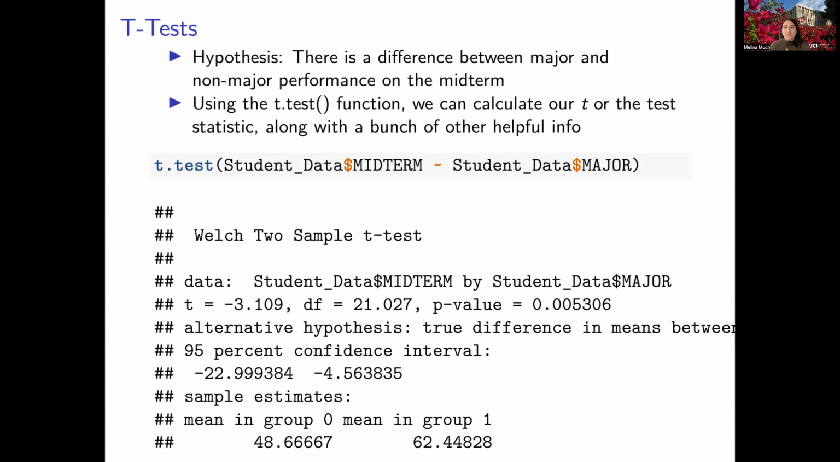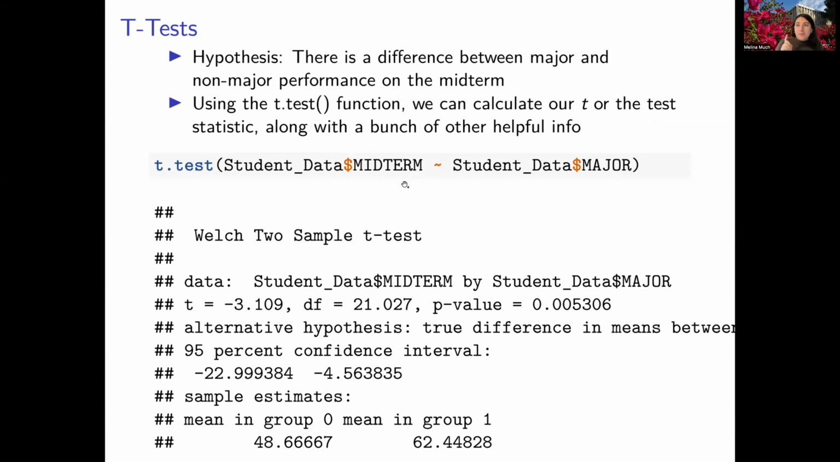So using our t-test and the hypothesis, the hypothesis is there is a difference between major and non-major performance on the midterm, and we're going to use the t-test function. The t-test function allows us to calculate our t statistic along with a bunch of other helpful info. Okay, let's break down the code a little bit to start. So the t-test function, right? The t-test with the parentheses is going to take 2 different variables.